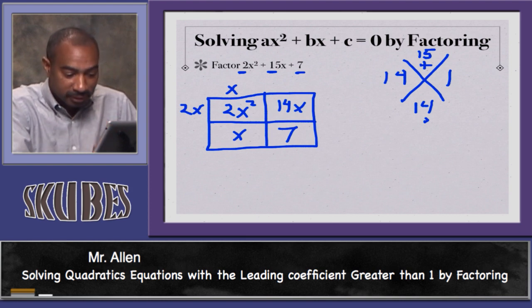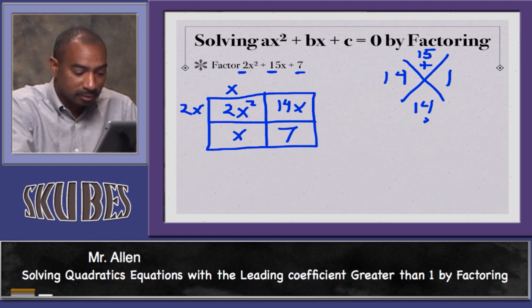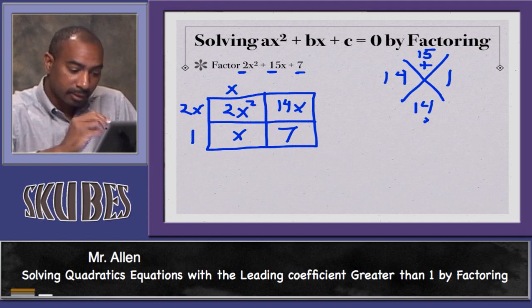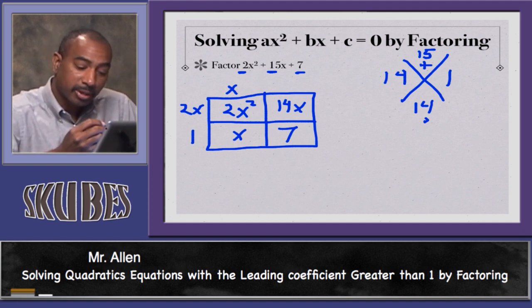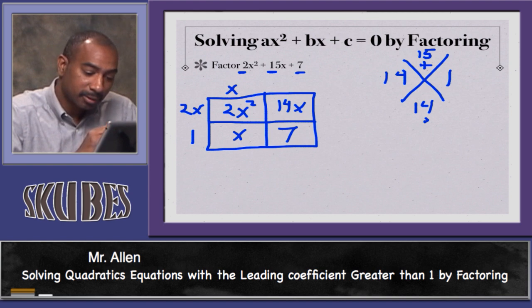Then you come down here. If this has a length from here to here of x, well, what times x is x? Well, positive 1. And then from the property of rectangles, opposite sides have to be the same. So from here to here is 2x also. So 2x times what is 14x? And it has to be 7. And that's your factors. You have positive 7, you have positive 1.